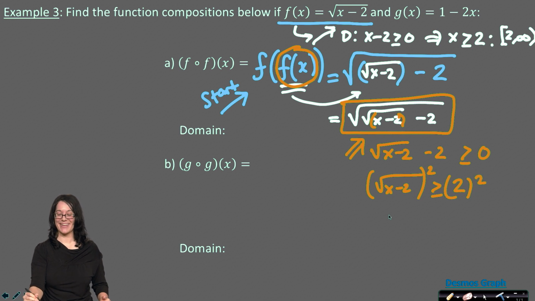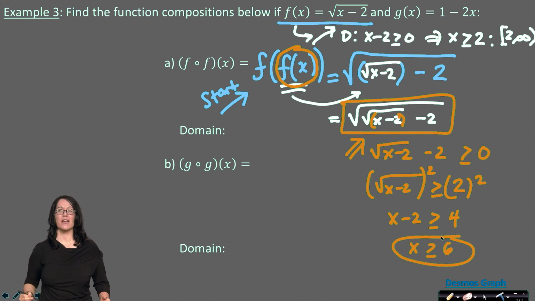Might have been a while, right? That's just x minus 2 is greater than or equal to 4, or x is greater than or equal to 6. Why do you think that would be the necessary restriction?